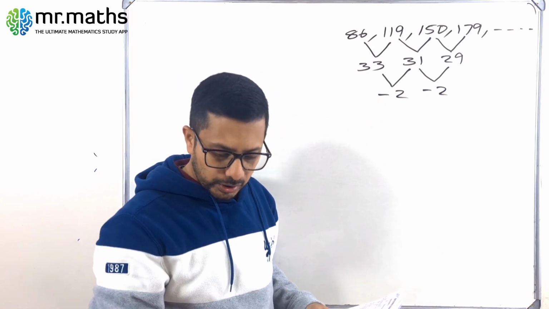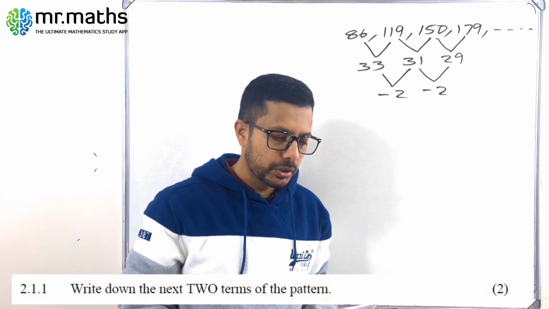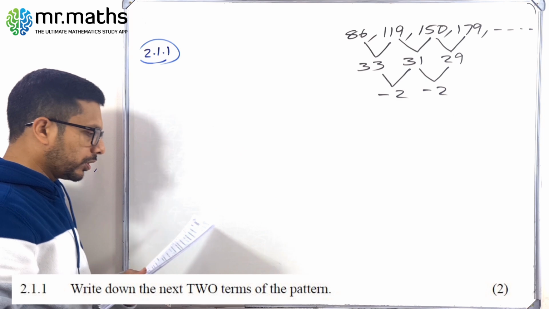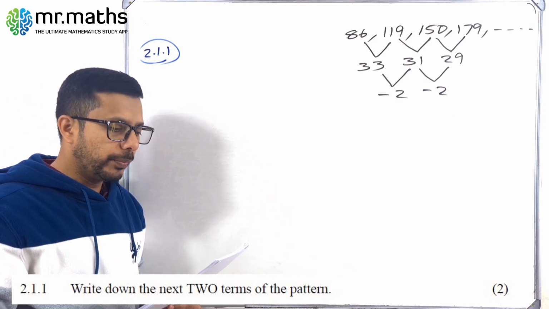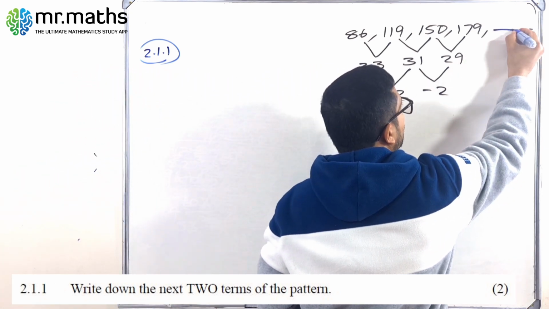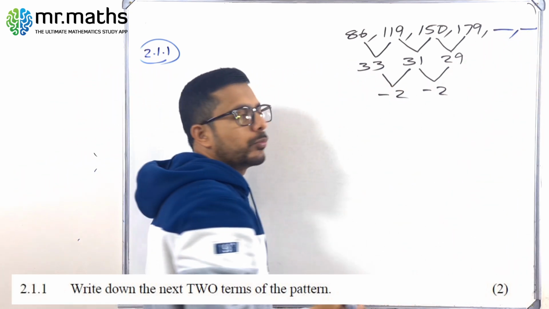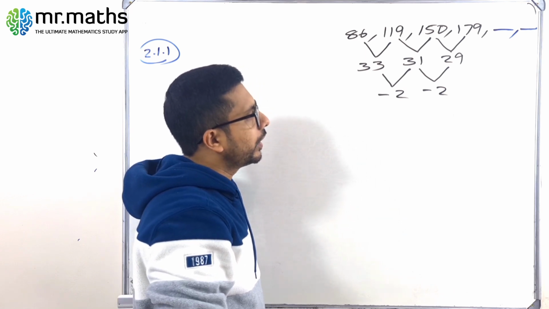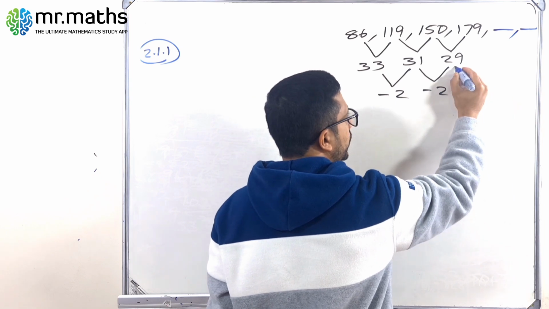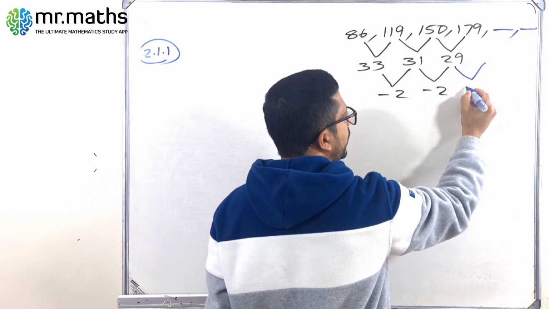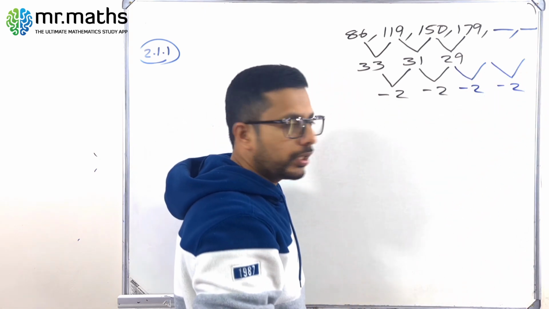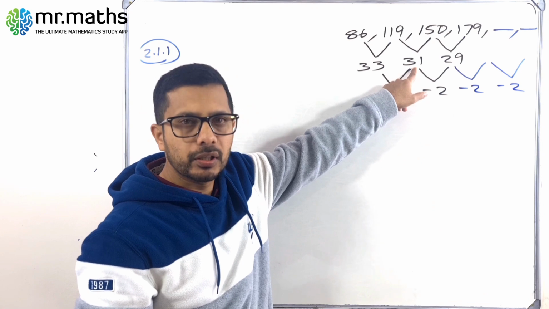Now let's see what the first question is. 2.1.1. Write down the next two terms of the pattern. So you have to find two terms. How can you find that? In a quadratic sequence, the second differences are the same. So here also it is going to be minus 2, and here also it's going to be minus 2.